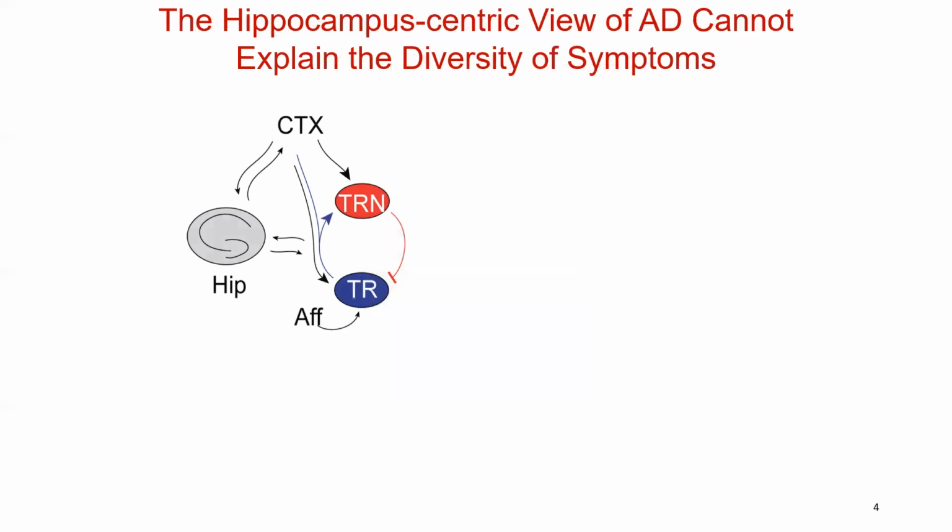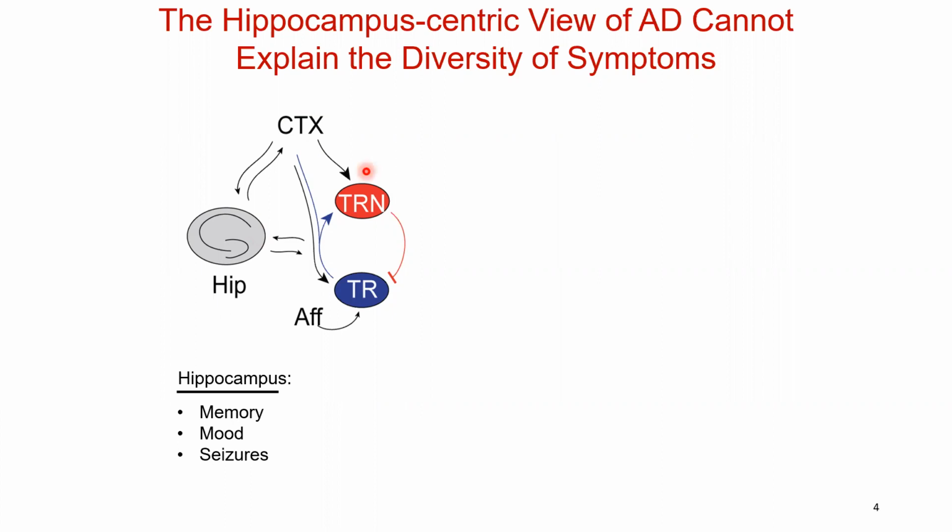Throughout about 20-30 years of work in Alzheimer's disease, most of the work has been hippocampus-centric. But the diversity and complexity of this disease cannot be explained just by the hippocampus-centric view. So we started looking into another major network system, called the corticothalamic network, which shows the reciprocal communication between cortex and thalamic relay, which processes all the afferent information coming to the brain.